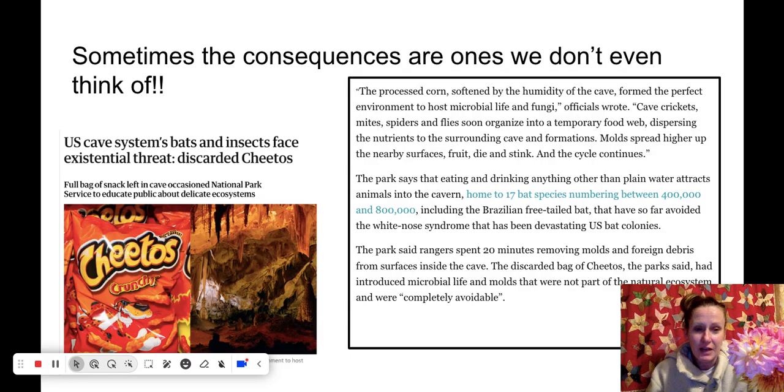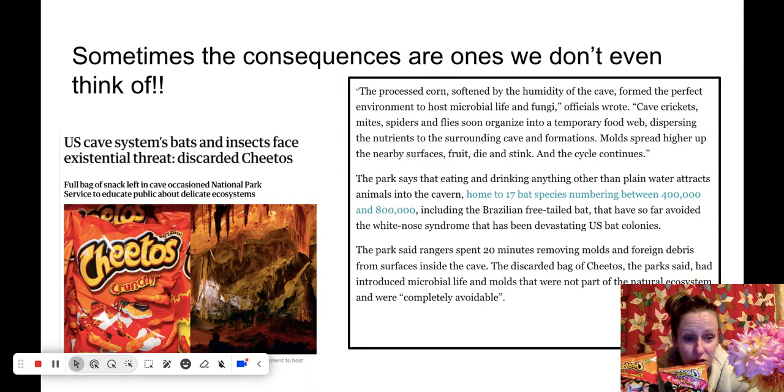Sometimes the consequences have to do with things like Cheetos. I don't even know how these get in my house. I do not buy these things. These are gross, right? My daughter's saying, throw these out. Oh, they're delicious. No, they're disgusting. Right? Anything that glows in the dark means you shouldn't eat it.